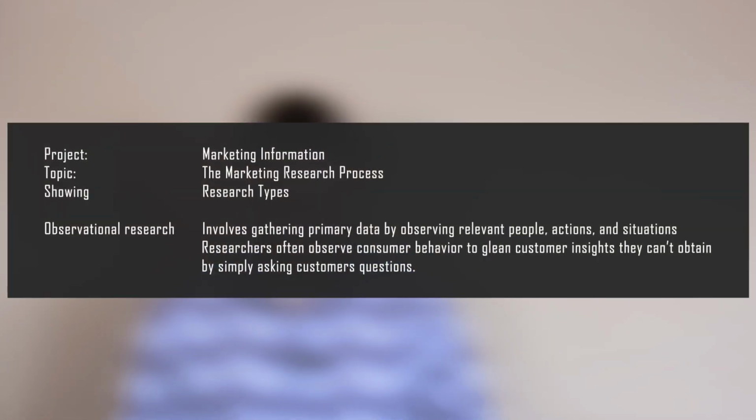When it comes to primary data, there are several ways you can obtain and gather it, from observations, surveys and experiments, and we will discuss all these methods right now. Observational research involves gathering primary data by observing relevant people, actions and situations. Researchers often observe consumer behavior to glean customer insights they can't obtain by simply asking customers questions.